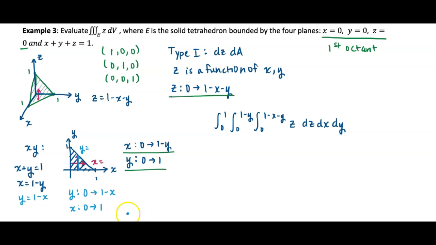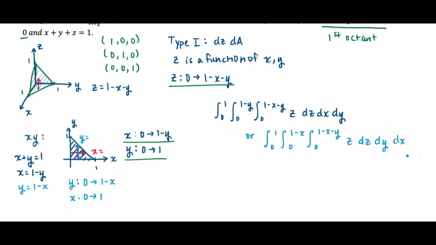So I could also write this as the integral from 0 to 1, from 0 to 1 minus x. And then because these are both type 1 regions, my z-bounds are going to stay the same. So from 0 to 1 minus x minus y of z dz dy dx. So these are the two different types of type 1 regions. They're going to be exactly the same.